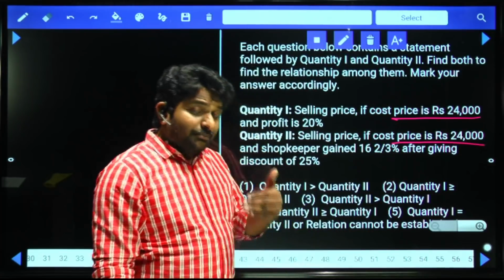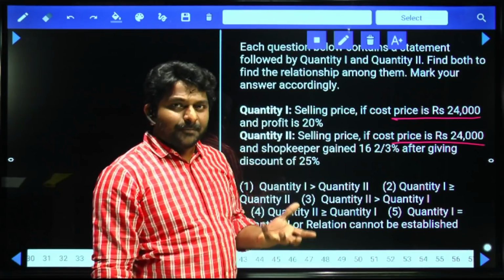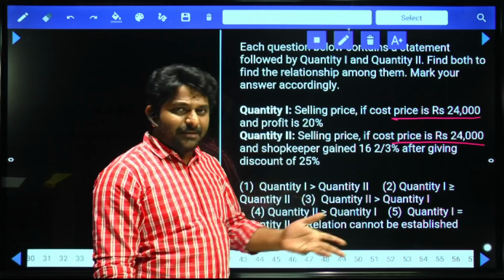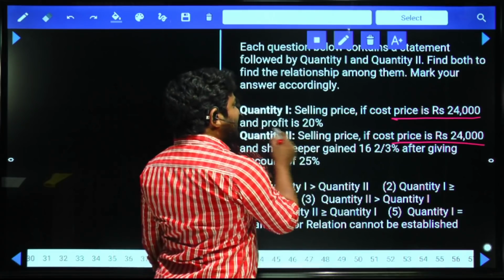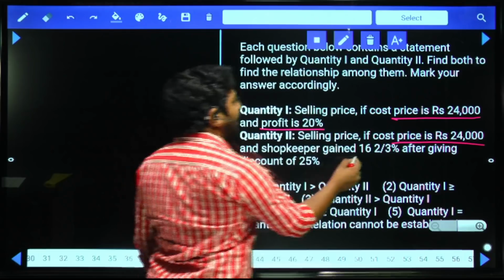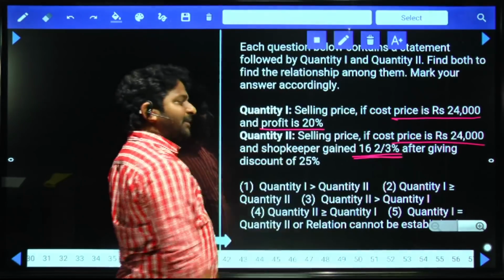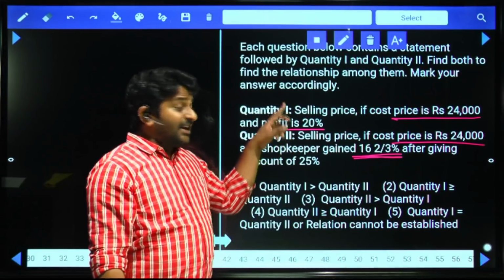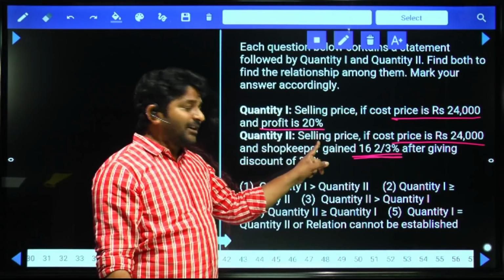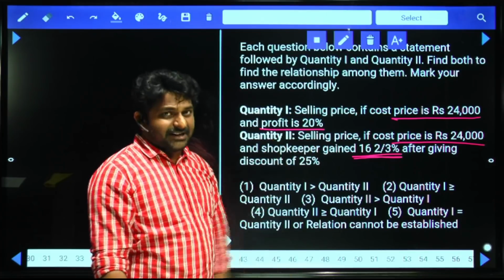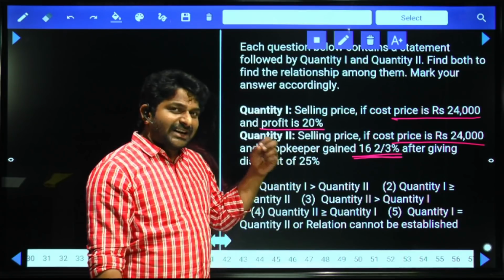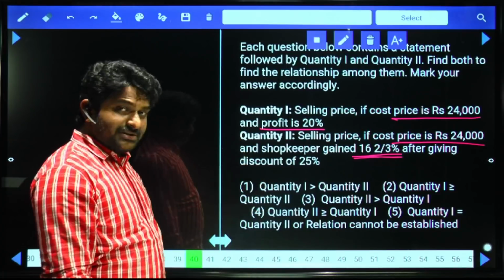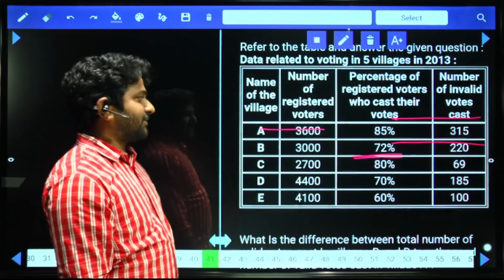If you want more selling price, where cost prices are the same, your profit should be more. If the profit is higher, the selling price is automatically higher. If the profit is lower, the selling price is lower. So in the first case he is making 20% profit and in the second case he is making 16 2/3% profit. In both cases he is making more profit in the first case. Hence the first case selling price is definitely more than the selling price in the second case. So it doesn't matter whether he is getting a discount or not, doesn't matter at all. Okay, now Q1 is more than Q2, first option is the answer. I hope you got the point.